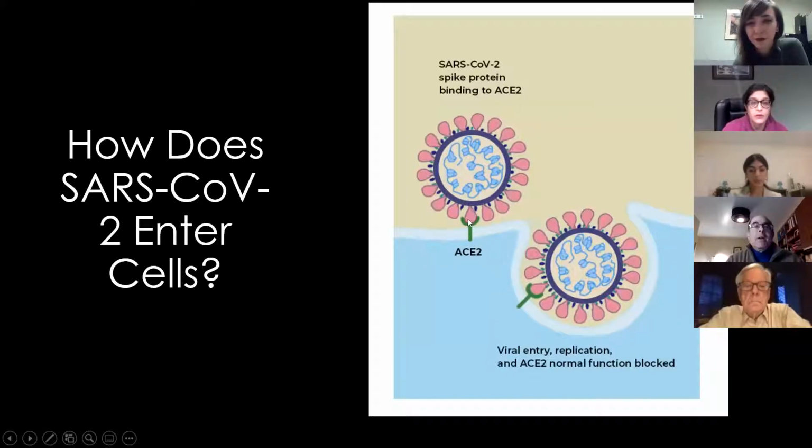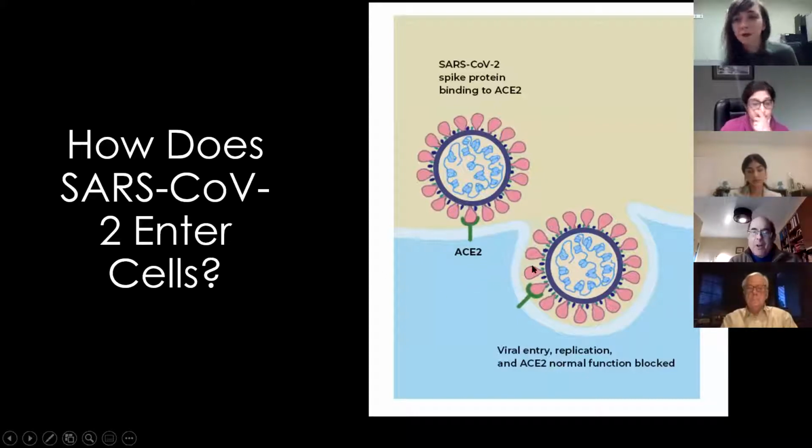The spike protein on the virus binds to a protein on our cells called ACE2, and that allows the virus to actually enter the cell. So what you might be thinking at this point is that we want to block that binding. If we can block the binding of the spike protein to the ACE2 protein, we can keep the virus outside the cells and it won't be able to infect and cause disease.